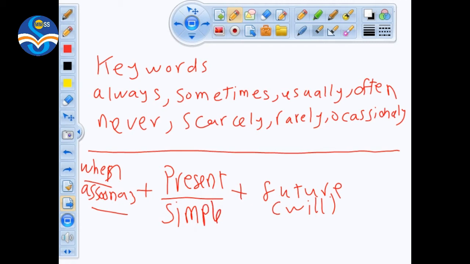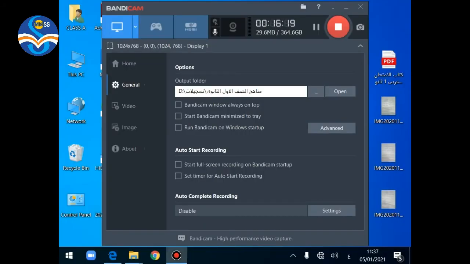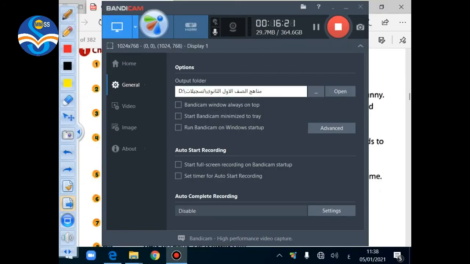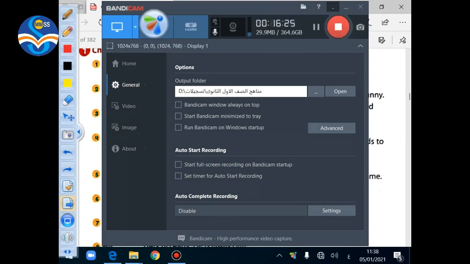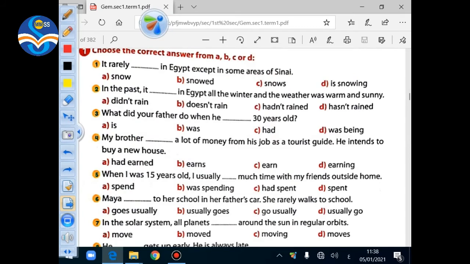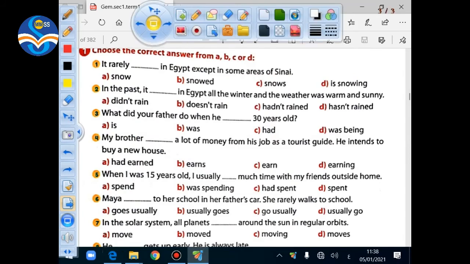So far so good. I think this way we're ready to solve some exercises. Let's start. Now, I've got the first sentence. It rarely blank in Egypt except in some areas of Sinai. Let's now think about it together.